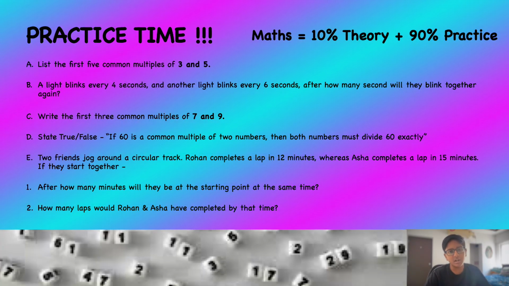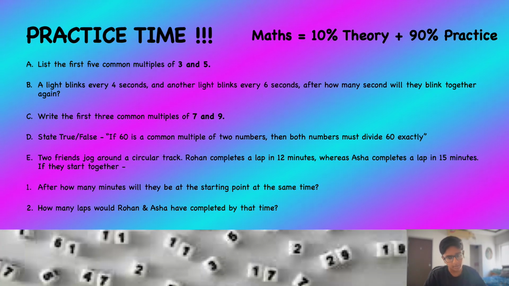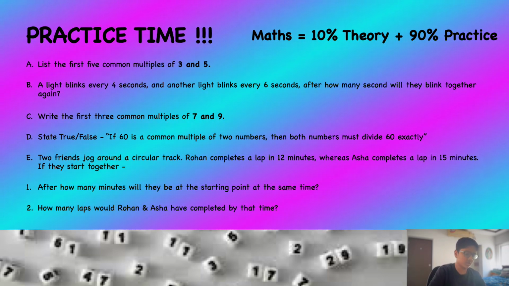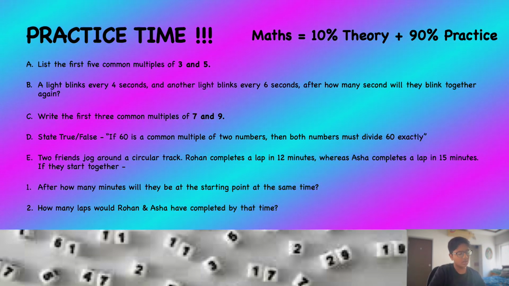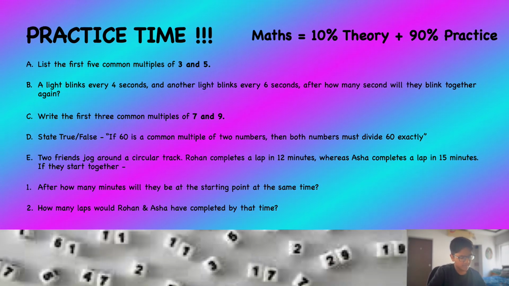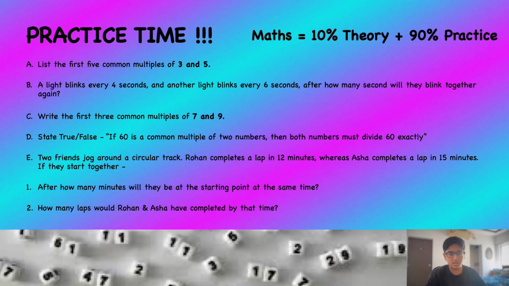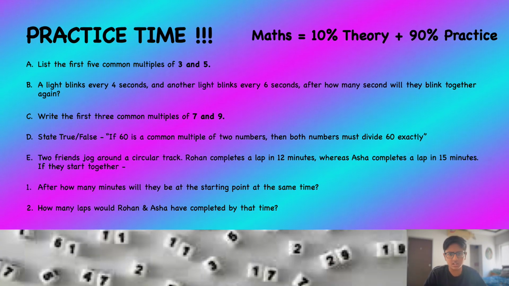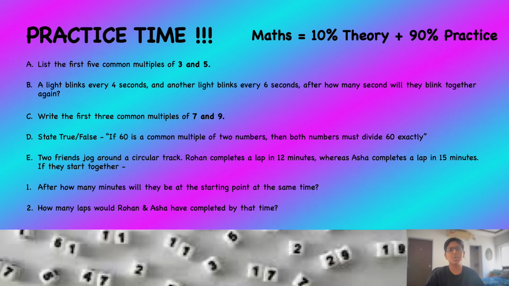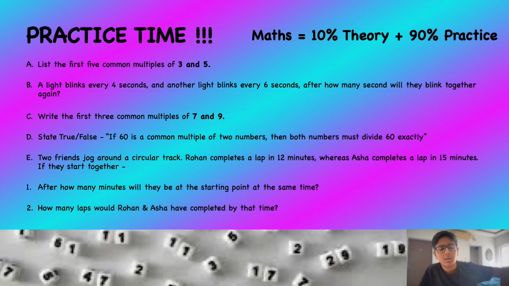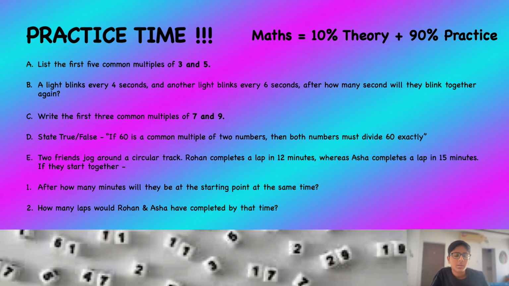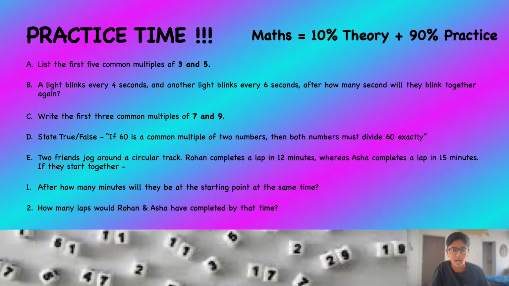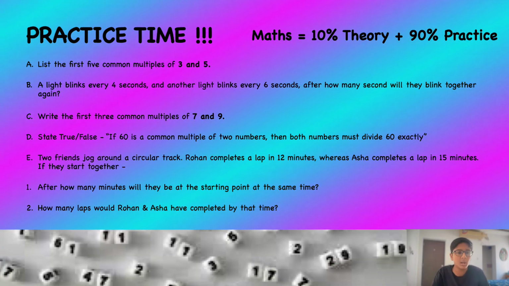Next, write the first 3 common multiples of 7 and 9. Simple. 7 into 9 is 63. 63 into 2 is 126. 63 into 3 is 189. Simple. Done. First 3 common multiples. State true or false: if 60 is a common multiple of two numbers, then both numbers must divide 60 exactly. It is true, because if something into something is 60, then that number can divide it because it is being used to multiply it.